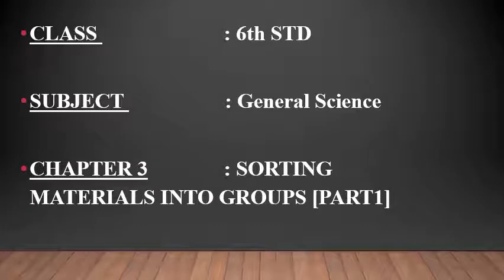The following video is for class 6th, subject General Science, chapter 3, sorting materials into groups, part 1. In this lesson you're going to learn about your surroundings, that means the objects in your surroundings. What are the different objects around you, how they can be grouped, and what they are made of is what you're going to learn in this lesson. Let's begin the chapter.